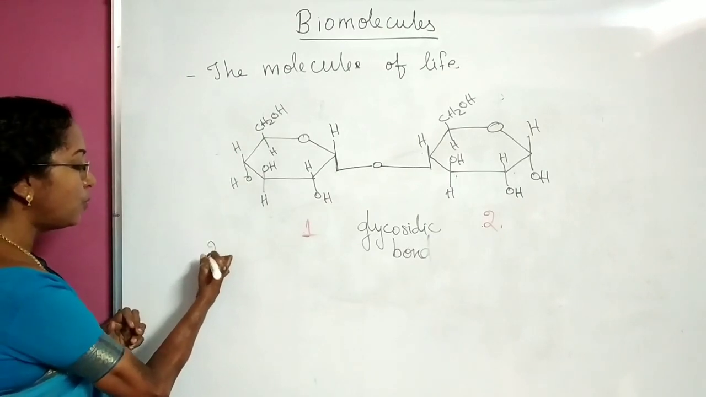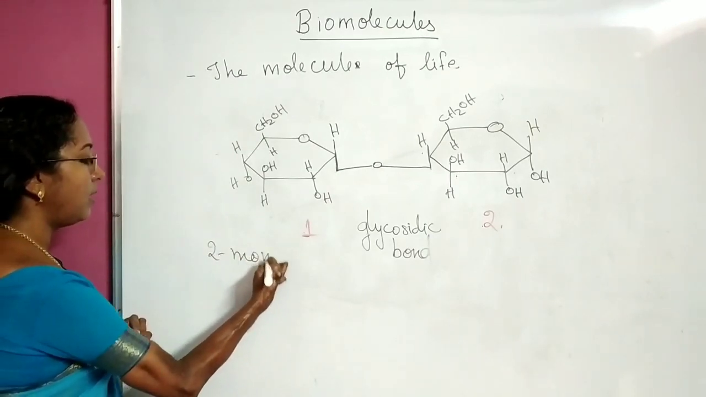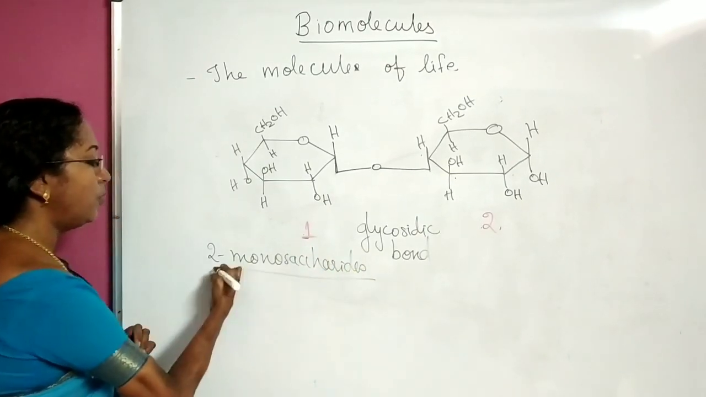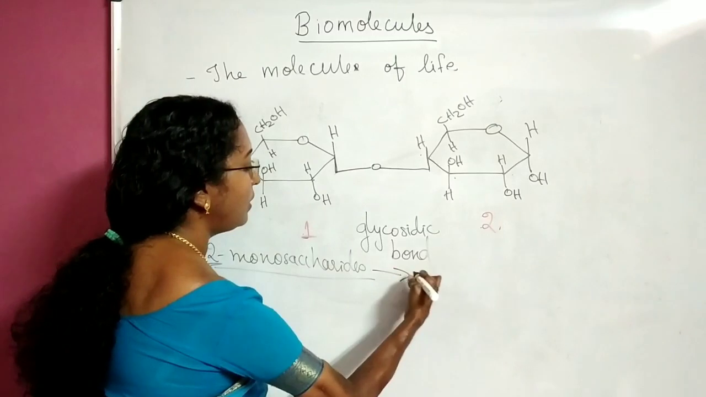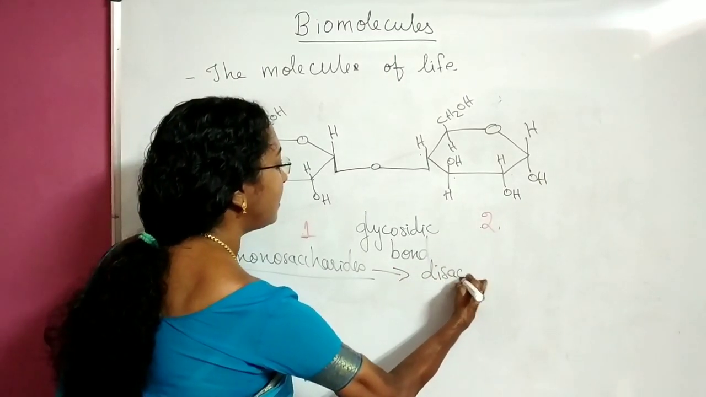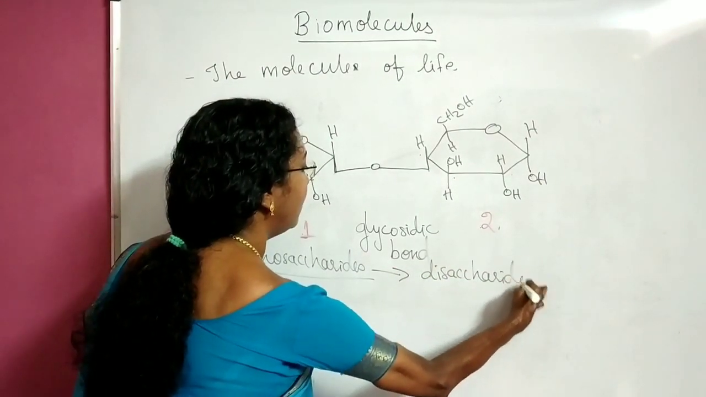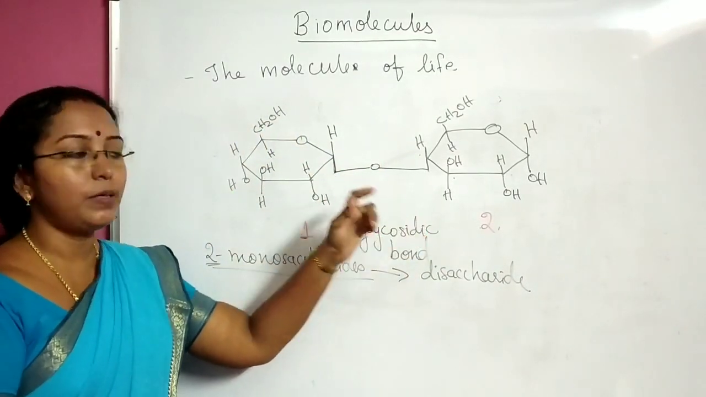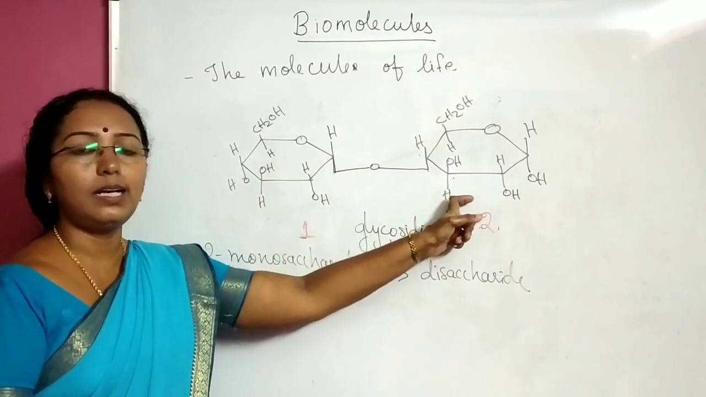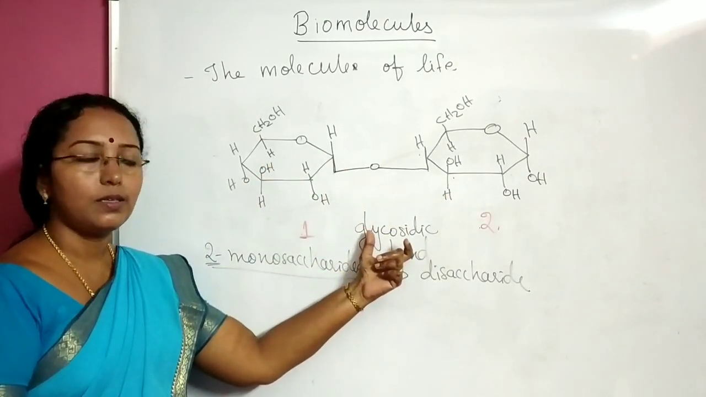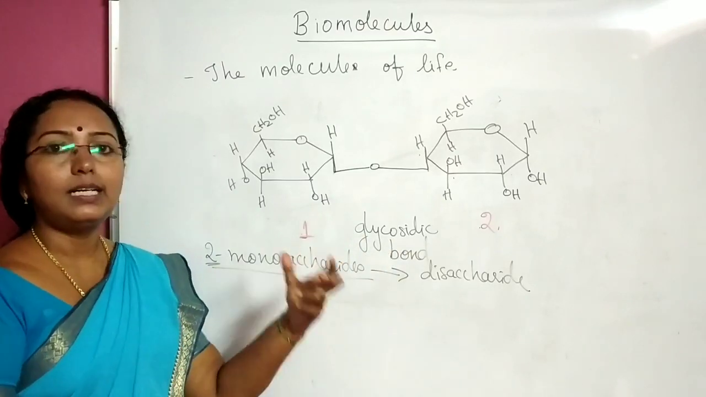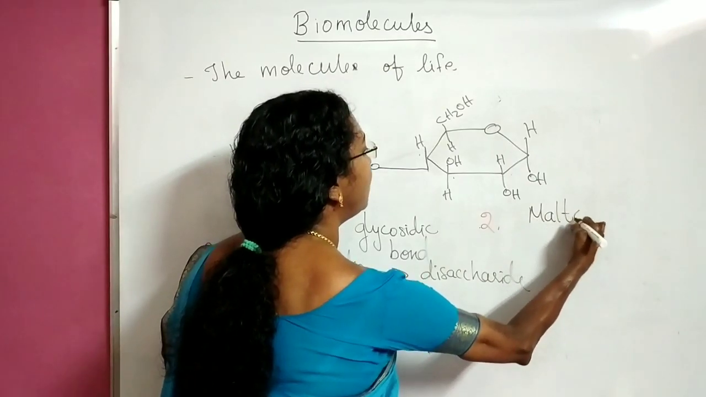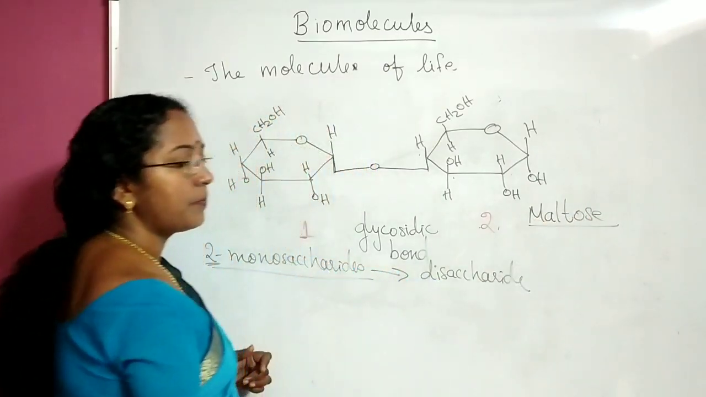So, if only two monosaccharides are linked, I call that as a disaccharide. So what I have just now shown you is actually a disaccharide because here, see, two glucose units are linked by this glycosidic bond. So I can call this as a disaccharide, and this disaccharide that I have shown you is maltose.